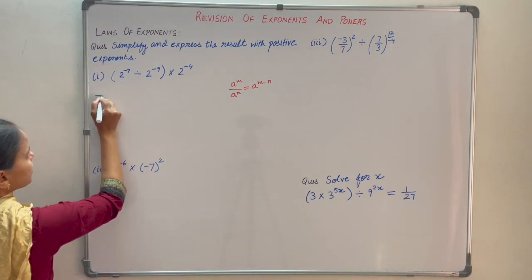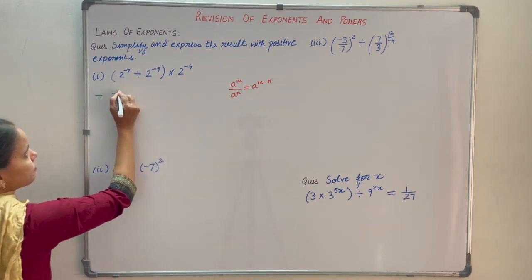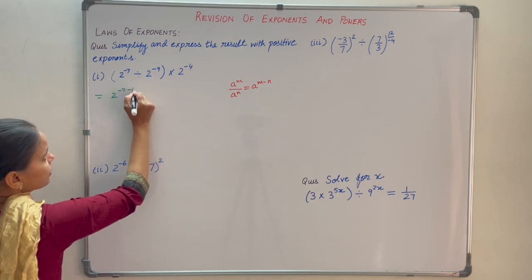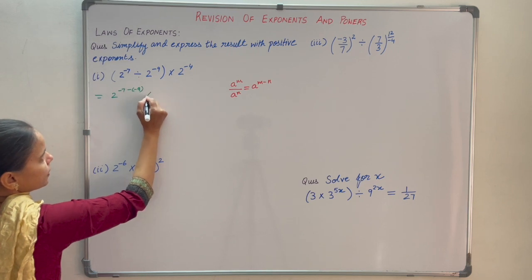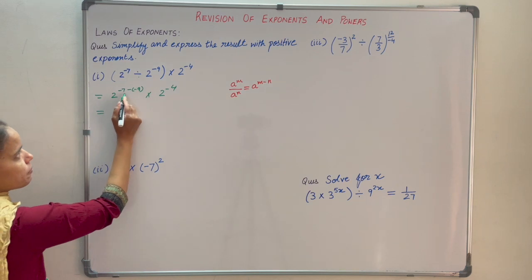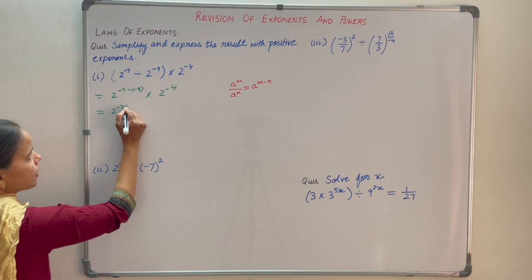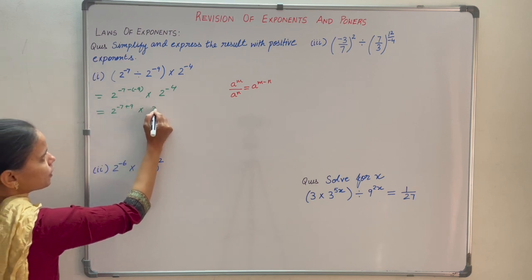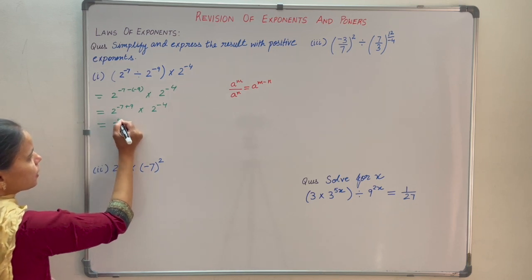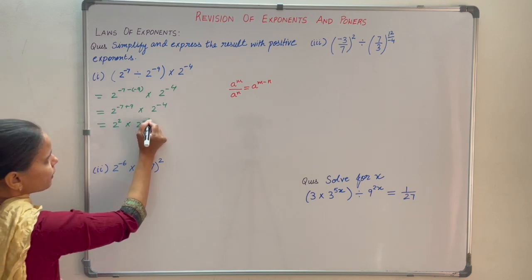So what do you get here? You get 2 raised to the power m minus n. Your m is minus 7, minus of n here is minus of minus 9, so this is minus 9, into 2 raised to the power minus 4. So what do you get here? Minus into minus will become plus. This is 2 raised to the power minus 7 plus 9, into 2 raised to the power minus 4. So what do you get here? 2 raised to the power 2, that is 2 square, into 2 raised to the power minus 4.